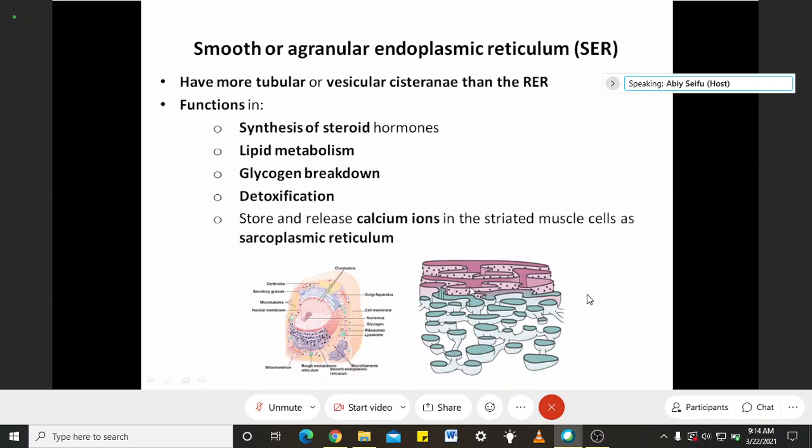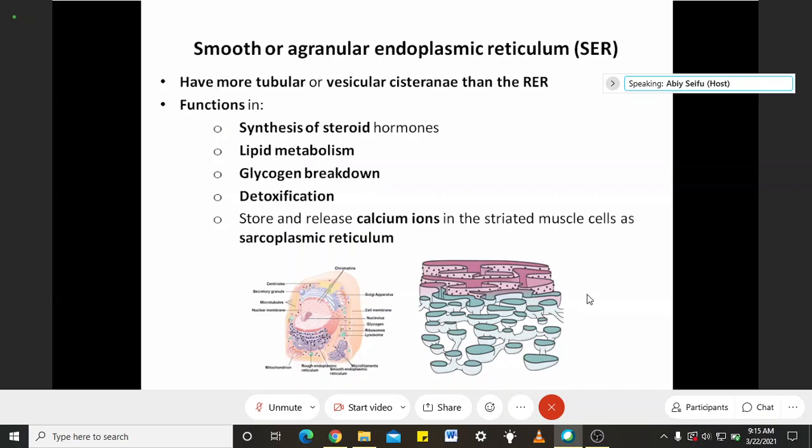They do not have ribosomes, so they are not involved in the production of protein. You know, ribosomes are for production of proteins. So the smooth endoplasmic reticulum does not have organelles known as ribosomes attached to it, so it is not involved in protein synthesis. Instead, it synthesizes steroid hormones. It is also important for lipid metabolism, glycogen breakdown, as well as detoxification.